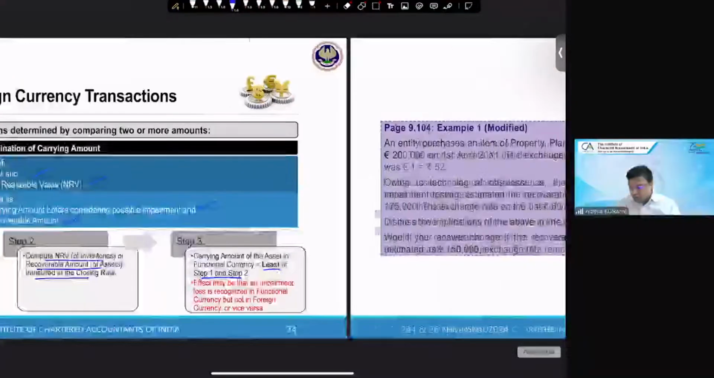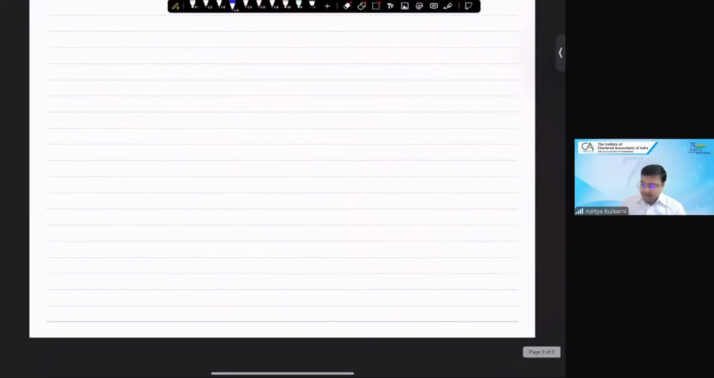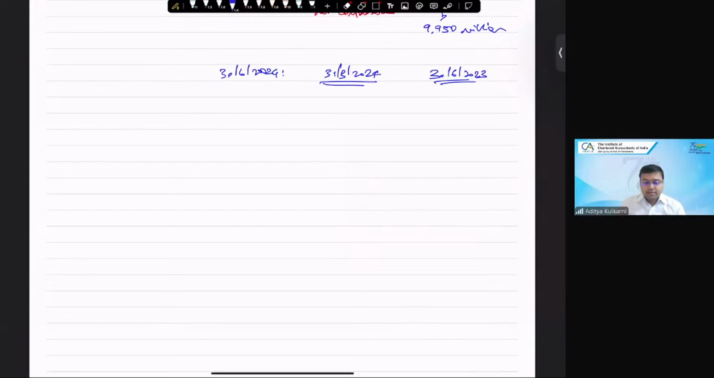I know that. So what we will do is we will do two examples. One example is from your study material, and one more example I will pull out from inventories. So first let us come to the inventory related example. You can note this example if you want. Inventory. What is the principle? Lower of cost or NRV.